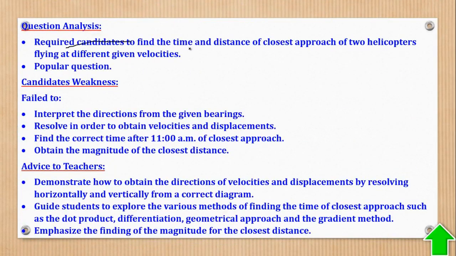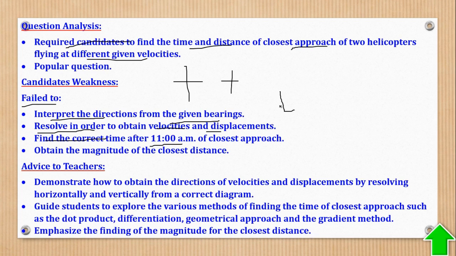So the question required candidates to find the time and distance of closest approach of 2 helicopters flying at given velocities. Candidates failed to interpret directions from the given bearings. So those sketches we drew, some candidates couldn't draw them correctly. Then resolving was a challenge in order to obtain the velocities and displacements. And finding the correct time after 11 a.m. of closest approach was also a challenge.